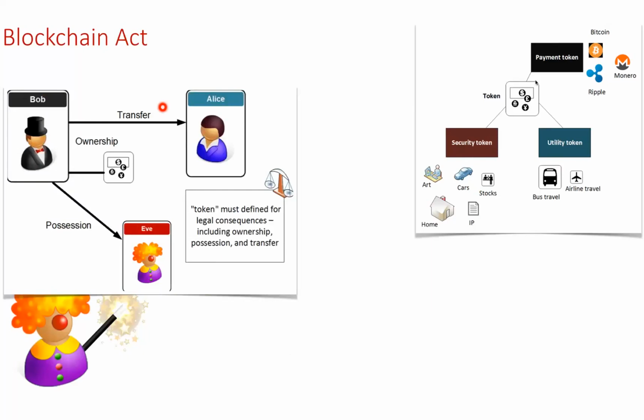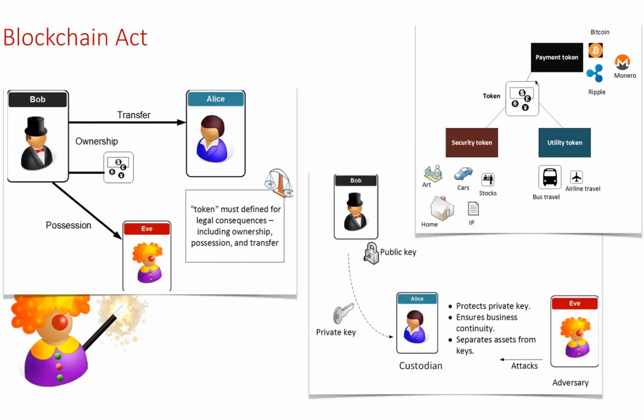So the Blockchain Act looks at the transfer of those tokens and provides some legal certainty, in the same way that we transfer documents and sign them with wet signatures, what it means to own a token, and then what it means to be in possession of each of these tokens.